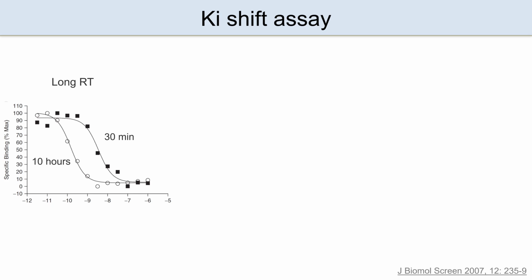One simple way to do this is the so-called Ki shift assay. Here's an example for a receptor, the gonadotropin releasing hormone receptor. What we have here is a simple competition ligand binding assay. Compound is competed against a tracer in a dose-response format. Then this is run at 2 different times, a short incubation of 30 minutes here and a much longer incubation at 10 hours. If the compound has a long residence time, as shown here, the dose response will shift to the left for the longer incubation. In other words, the compound will appear to be more potent.